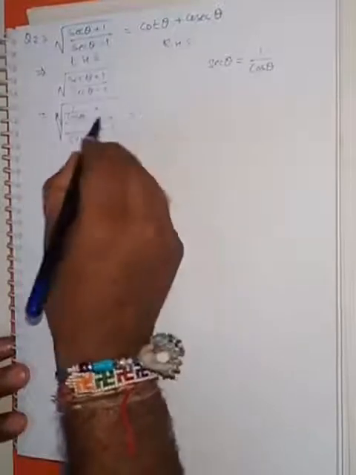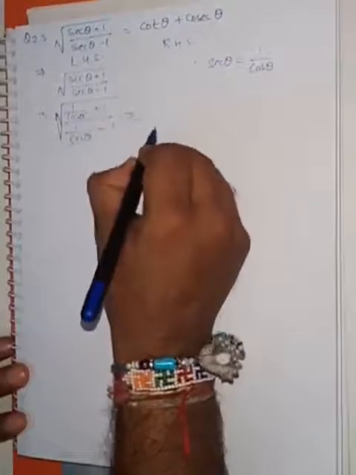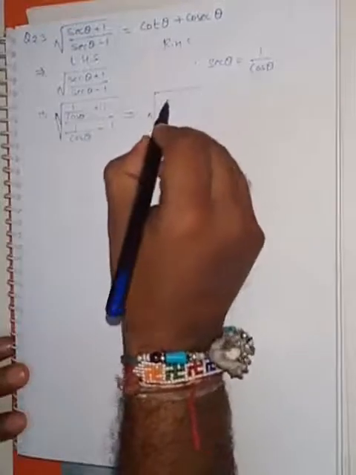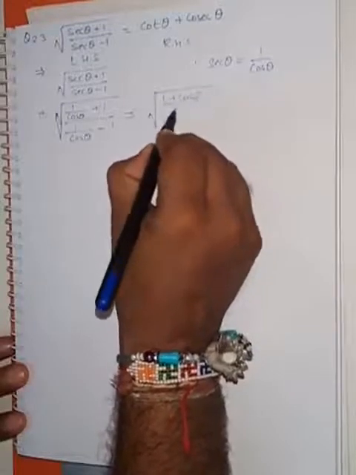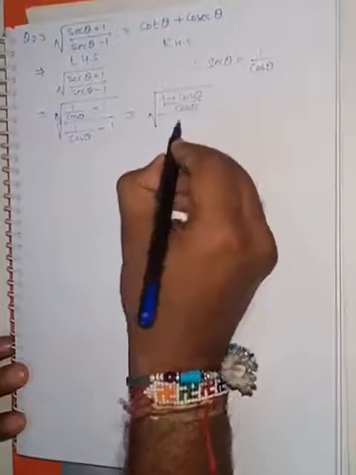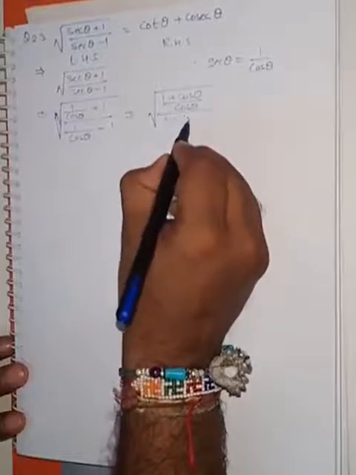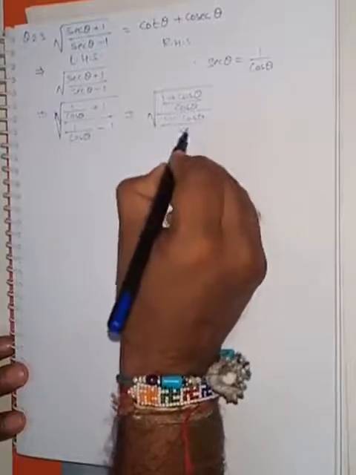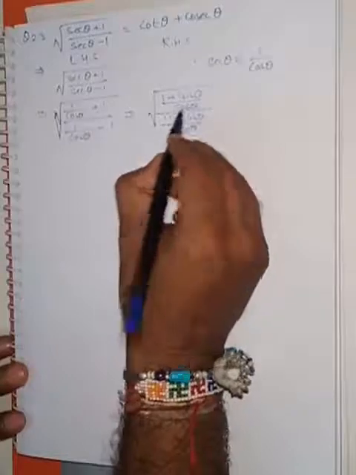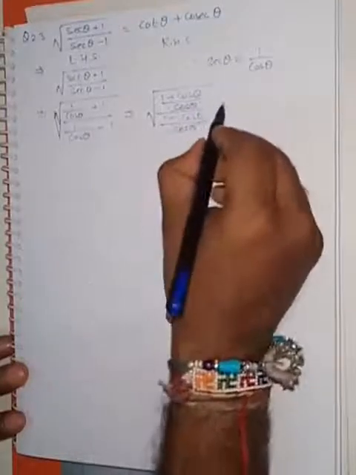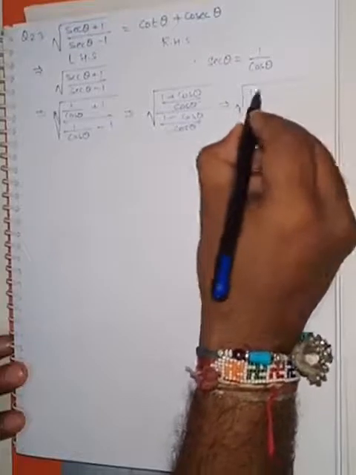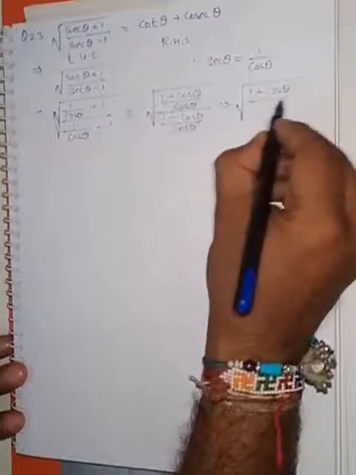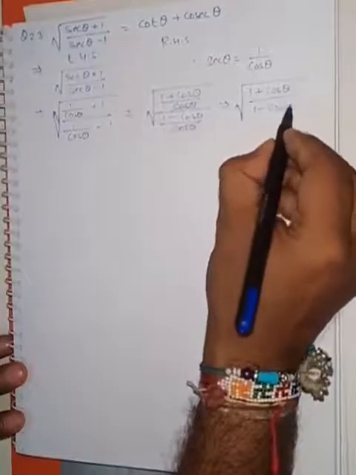Taking the LCM of these terms, we get 1 plus cos theta divided by cos theta, the whole divided by 1 minus cos theta divided by again cos theta. Here cos theta and cos theta will cut out, so we remain with the square root of 1 plus cos theta divided by 1 minus cos theta.